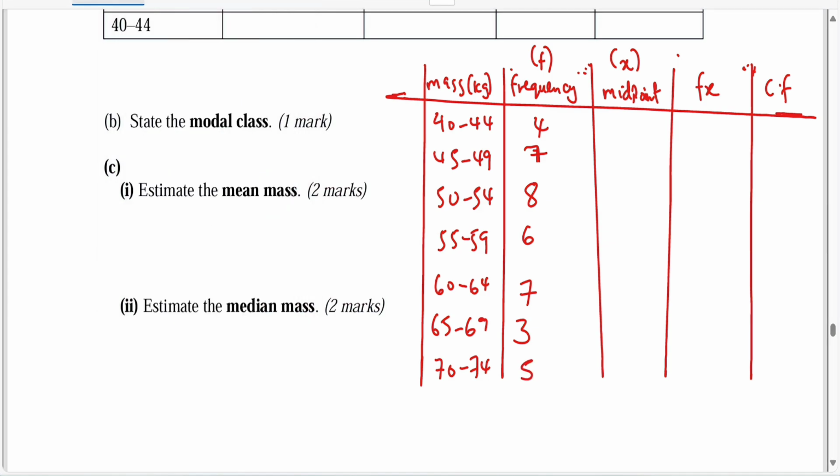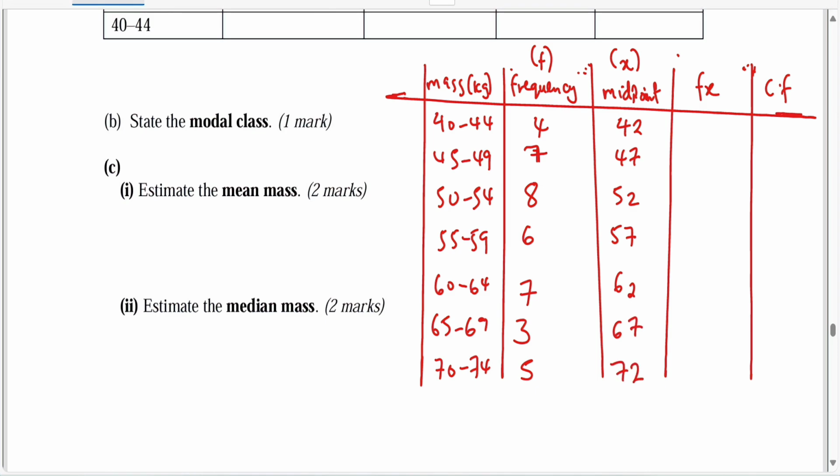Okay. So if you add them up, the frequencies, angalia frequencies zako zitakupa ngapi na idadi ya hizo numbers ambao umepewa. So niki add frequencies hapa, mimi kwangu nataka niangalie kama nimekosea ama sijakosea. Nimepata, so ni 40 numbers. So let's continue. Midpoint ni 42. Midpoint hapo ni 47, 52, 57, 62, 67 and 72.